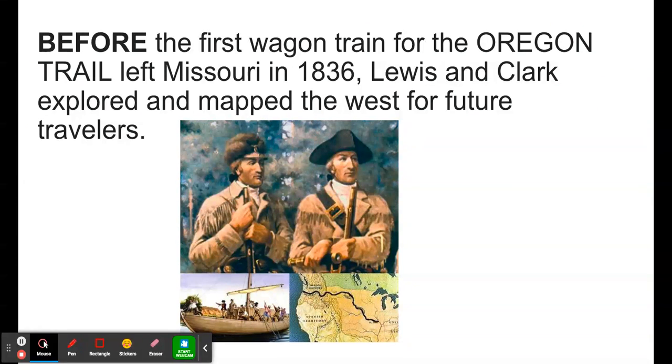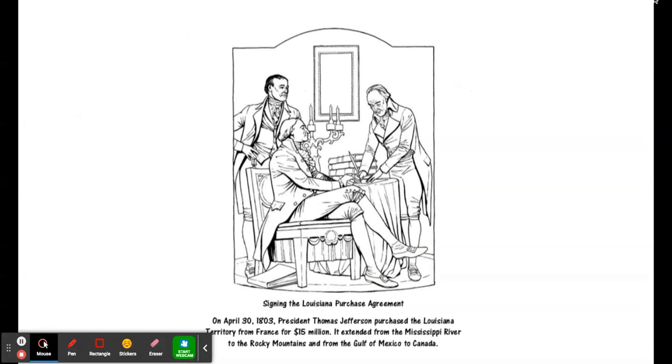So before the first wagon train for the Oregon Trail left Missouri in 1836, Lewis and Clark explored and mapped the West for future travelers. And here is the story. On April 30th, 1803, President Thomas Jefferson purchased the Louisiana Territory from France for $15 million. It extended from the Mississippi River to the Rocky Mountains and from the Gulf of Mexico to Canada.